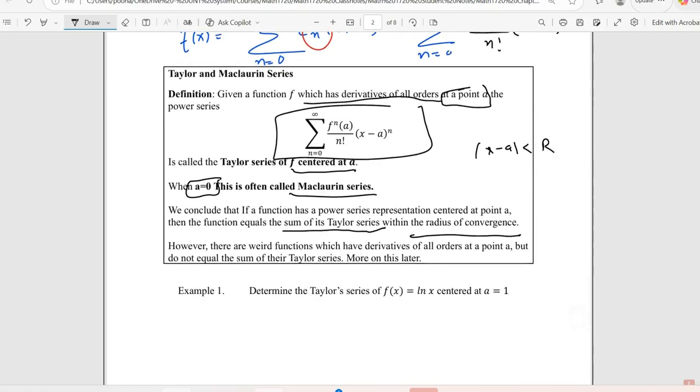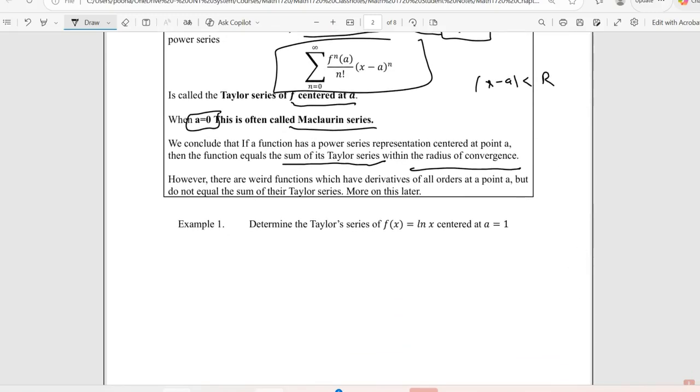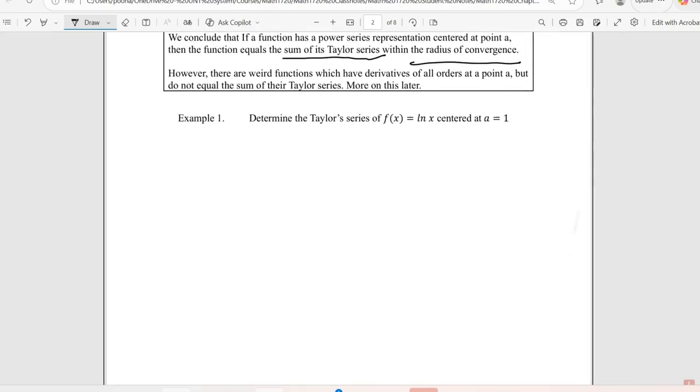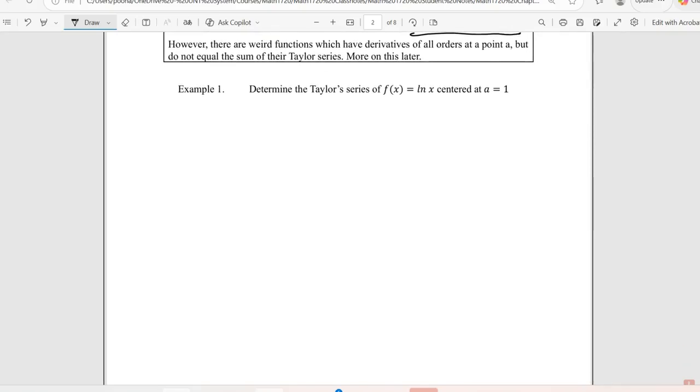However, there are weird functions which have derivatives of all orders but do not equal their Taylor series. We will talk about this later. But let's first learn how to evaluate the Taylor series for a given function. We know that the Taylor series can be written as sigma n from 0 to infinity f^(n)(a) divided by n factorial times (x minus a) to the power n.